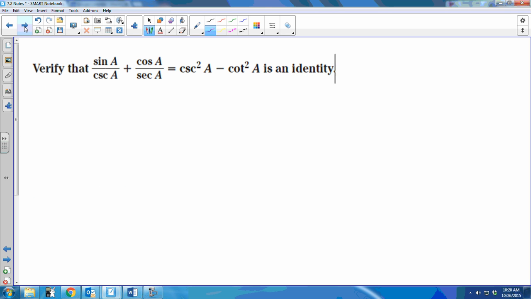All right. On this next one, we have this complicated fraction with some addition. We're trying to show that cosecant squared minus cotangent squared. Again, it depends on what side you want to start on. I'd probably start with the fraction side.